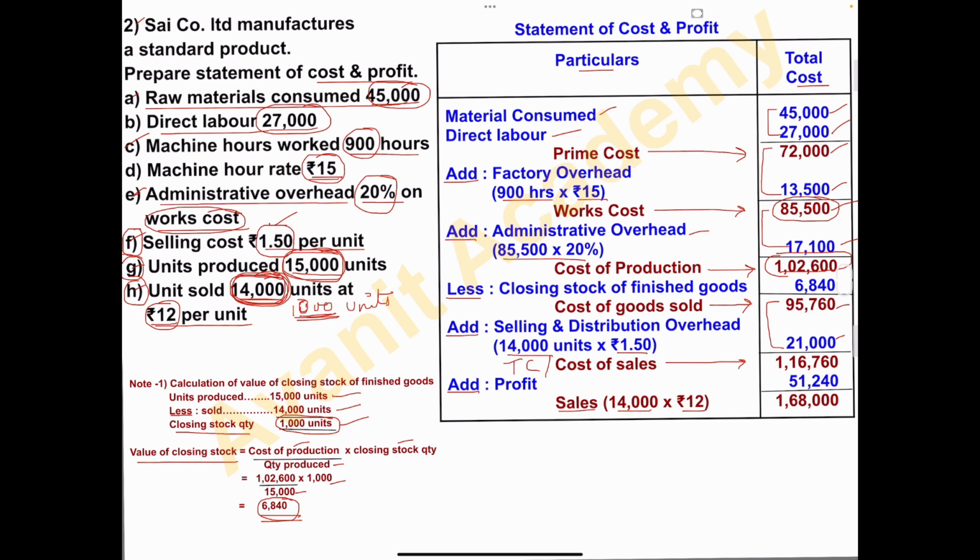We have to calculate the total sales of these 14,000 units, and that will be the sales amount. For that, what do we have to do? 14,000 into 12. You will get 1,68,000. So the total sales amount is 1,68,000.